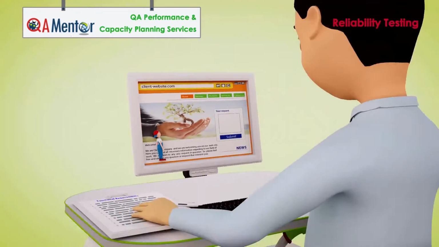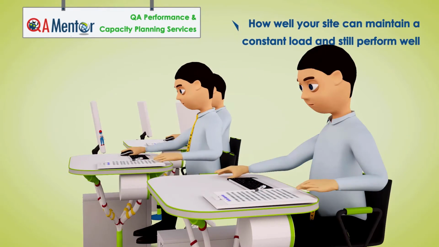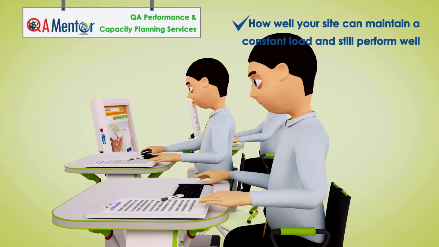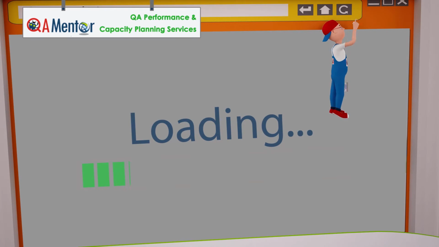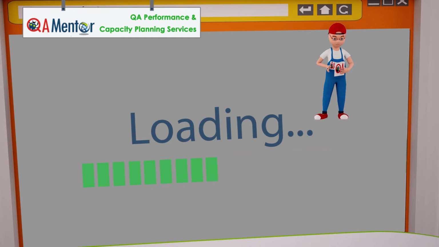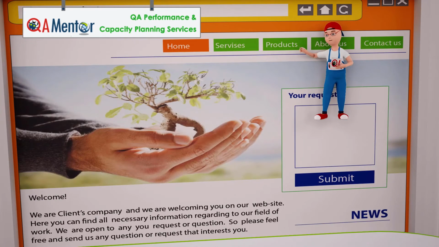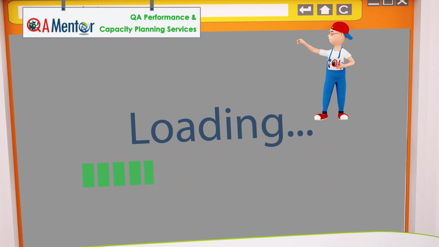Reliability testing tells us how well your site can maintain a constant load and still perform well. We give the site a little more data and a few more users than normal and hold that rate steady. This can find memory leaks or other issues that the other tests may miss.